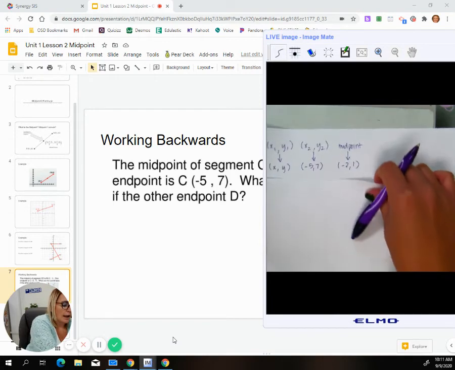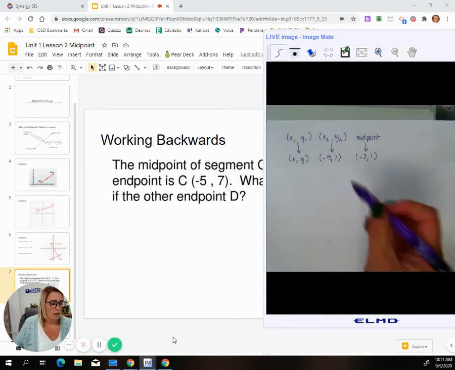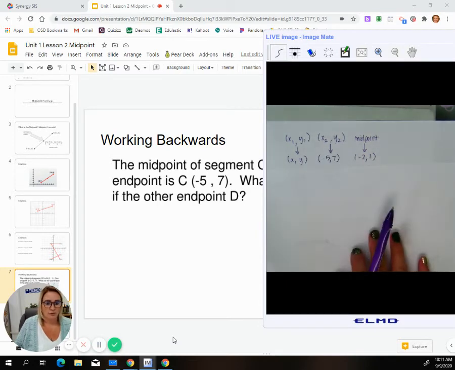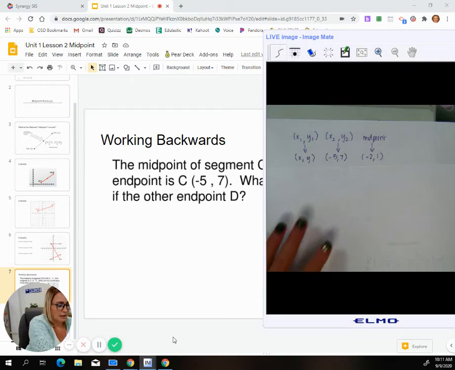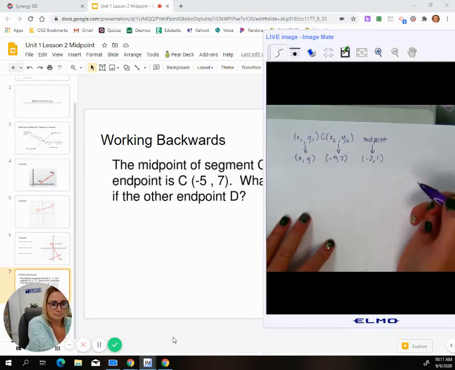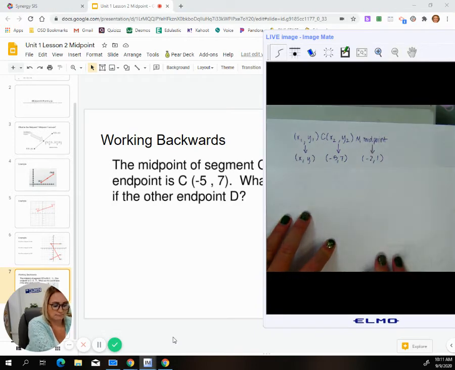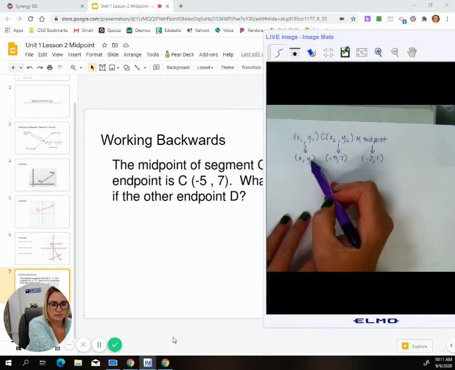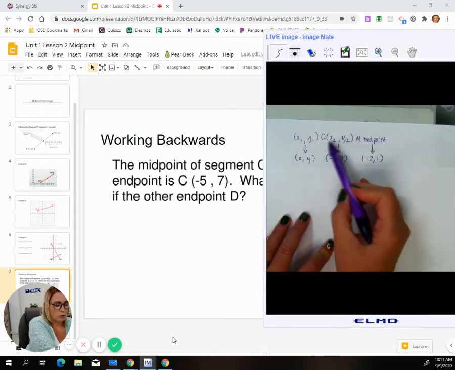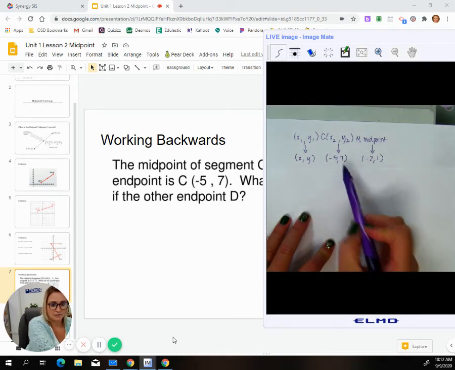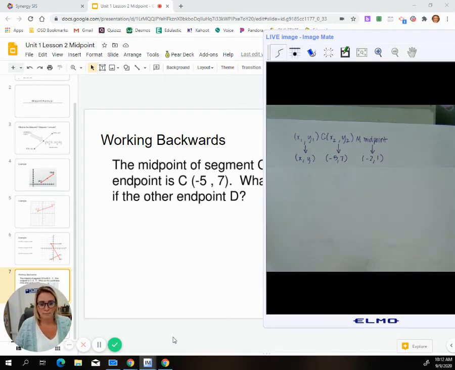Okay, so I am going to just go step by step. We have no idea what this first point is that we're looking for. That is our unknown. This is point C, and this is point M, or midpoint. And then I've just gone through and listed them because this is our unknown. I'm calling it x, y. We know the point C is (-5, 7), and we know the midpoint is (-2, 1).